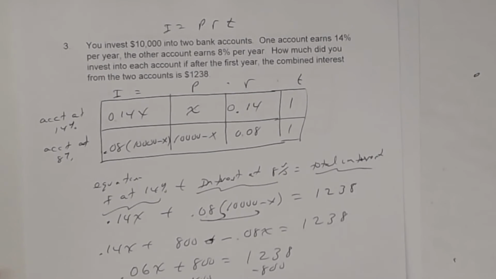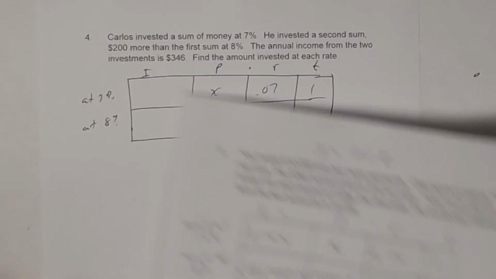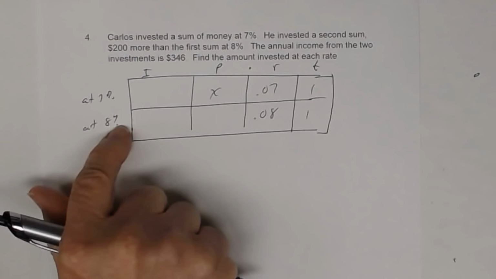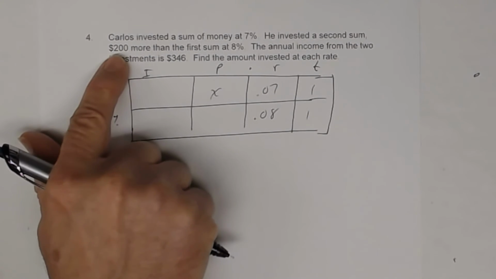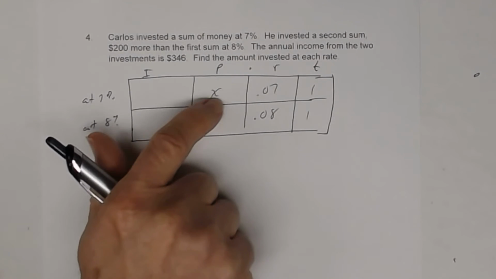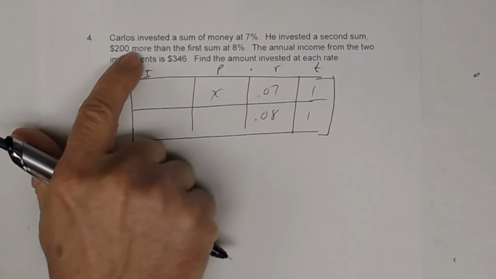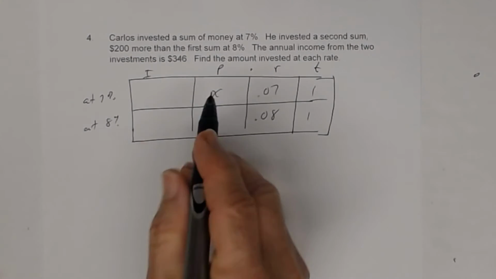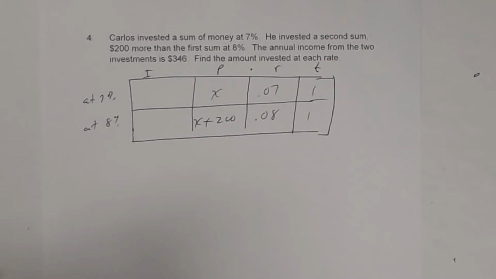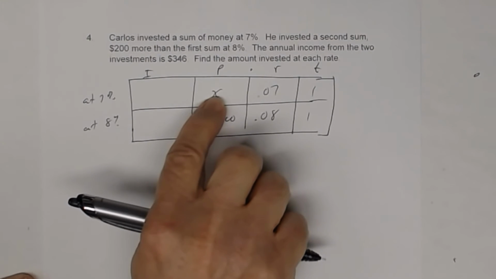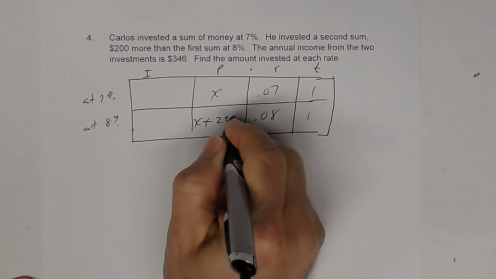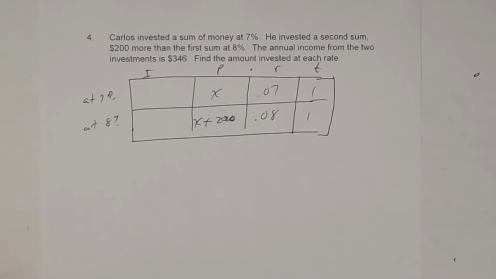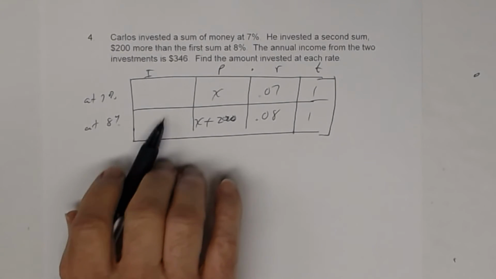But here's the difference between these two and these two. At that 8%, this is what you're told. He invested a second sum, which is $200 more than the first sum. Well, if my first sum is X, then how do you write 200 more than the first? So it'll be X plus what? 200. So there's your principal. So if this is $100, then this would be what? $300. 100 plus 200. That's what you're involving with.